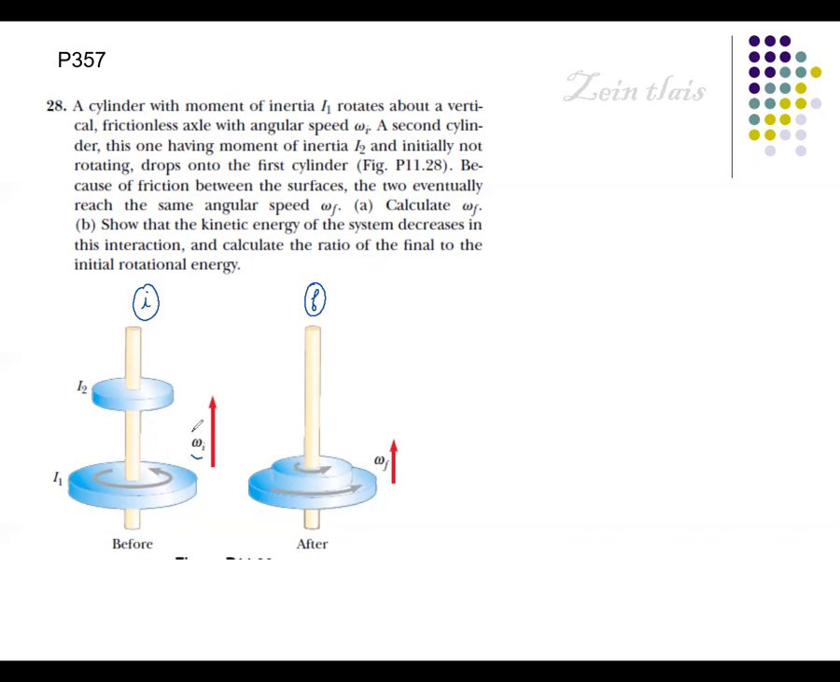As you see here, omega initial vector is up and omega final vector is up. You can determine the direction of omega by using your right hand rule. Now, I ask you to find omega final.